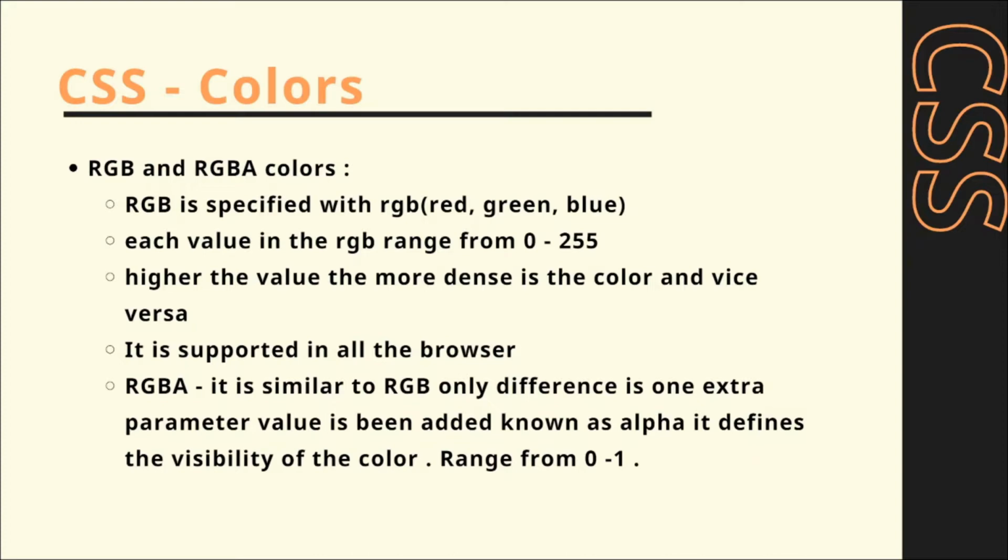RGBA is similar to RGB. The only difference is that one extra parameter value is added, known as alpha, and it defines the visibility of a color. The range is from 0 to 1. So if I add 0.9, then there will be a visibility according to that. The 1 denotes that it is totally visible, and the 0 denotes that the particular color is hidden.